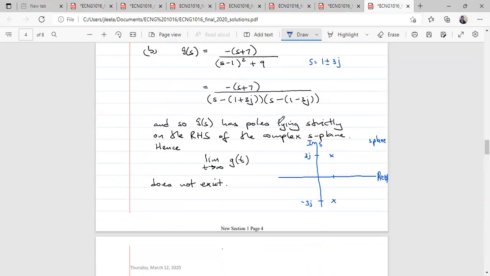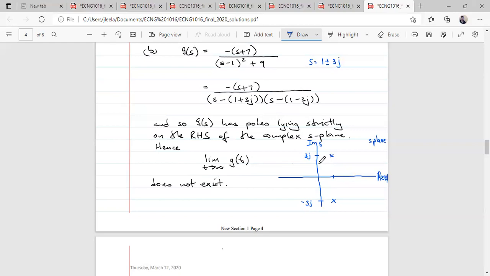G(S) has poles lying strictly on the right-hand side of the complex plane, because 1 plus 3j is here and 1 minus 3j is at the bottom here. And we know from the theory that if that is the case, then the limit as t approaches infinity of g(t) does not exist, right? So you could find the poles, factorize the denominator, and realize that the poles are not lying in the left-hand plane, they're lying strictly in the right-hand plane. If you need to, you could draw a little plot and show that, then give a brief explanation, and say that the limit as t approaches infinity of g(t) wouldn't exist.